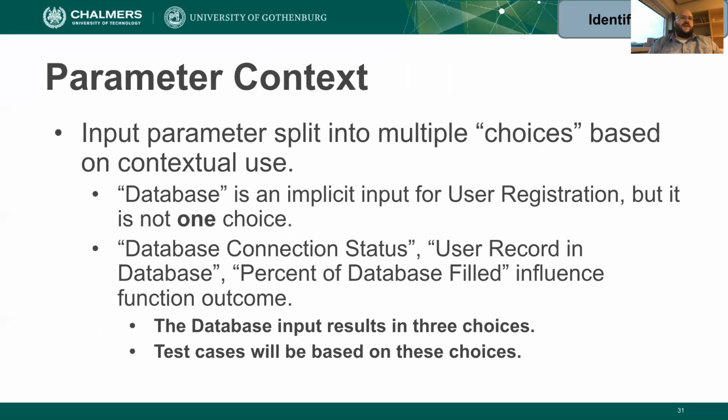An input for a function might then be split into multiple choices based on our contextual use. The database is something that exists, but database isn't the choice. It's how we use that database, whether it contains a record for the user, whether we're connected to it, maybe what the size of that database is and whether it's full or not, right? Those are ways we'd split one concrete item, the database, into different choices we make and consider when we're testing. And those choices will influence what we set as the contents of that database or whether we're connected to it, right?